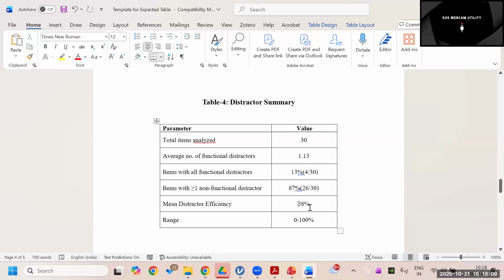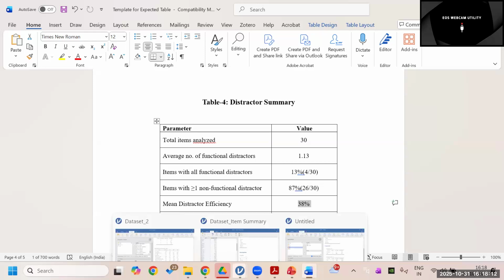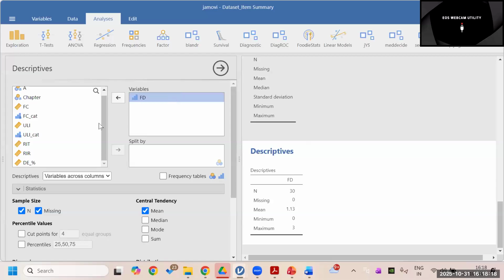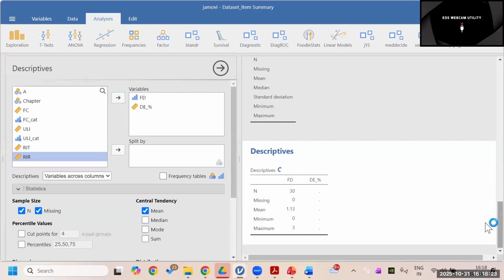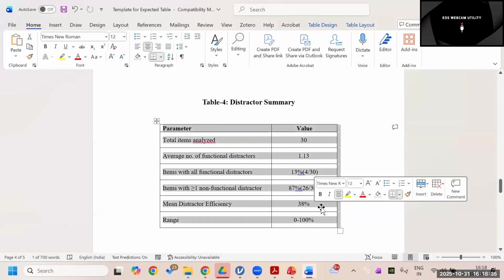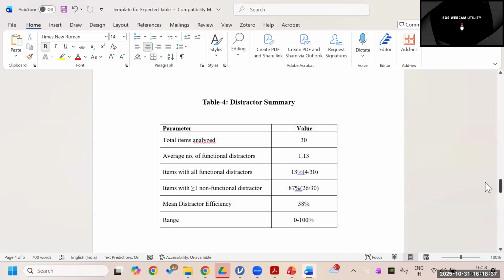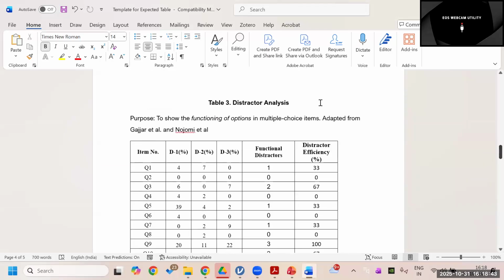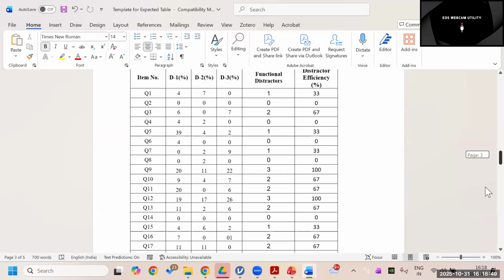And mean distractor efficiency is in the form of percentage. So this percentage which I calculated earlier, you can move this percentage also. And the mean distractor efficiency will be 37.7%, or 38%. So you can write it here, 38%. So this is your distractor summary. There are two tables of distractor: a distractor summary and a distractor analysis, where we have given the distractor analysis item wise. And then comes the last table.